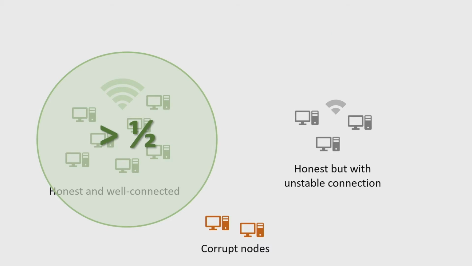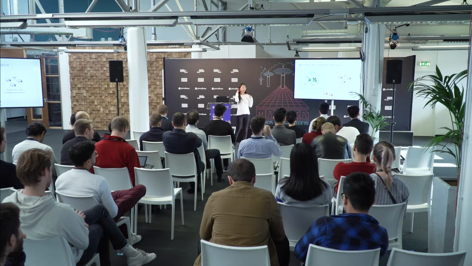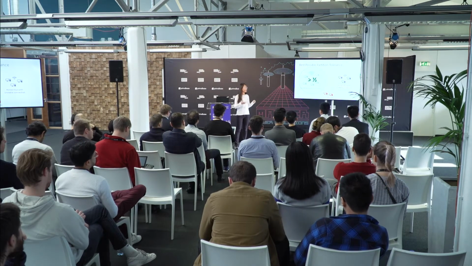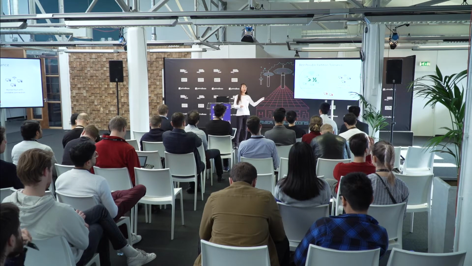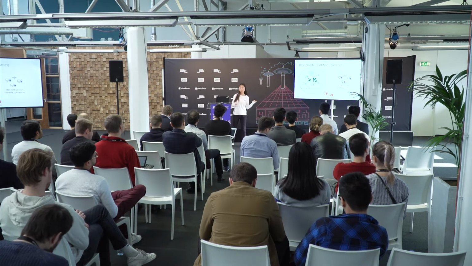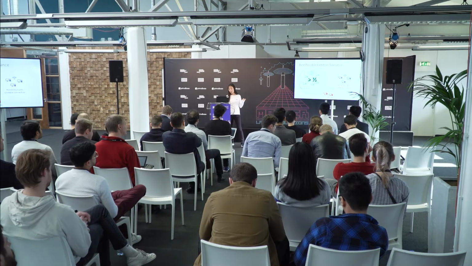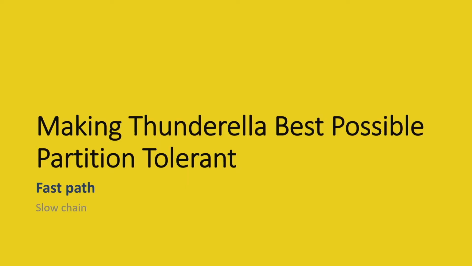OK. So we also call this notion best possible partition tolerant because, as I said, if we only have a green set of less than 1/2, we cannot have such a protocol. So more than 1/2 is the best partition tolerance that we can achieve. Next, I'm going to talk about how to make Cinderella best possible partition tolerant.